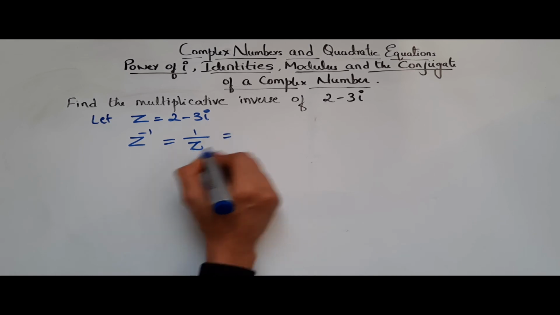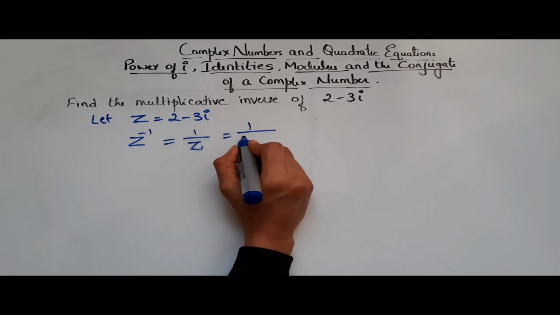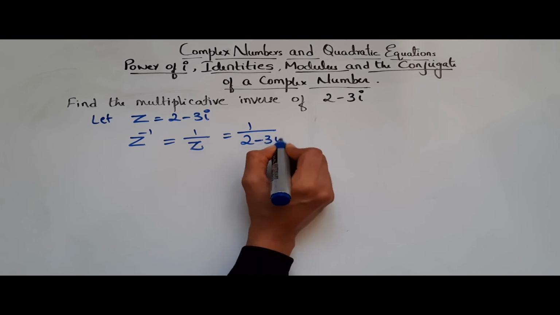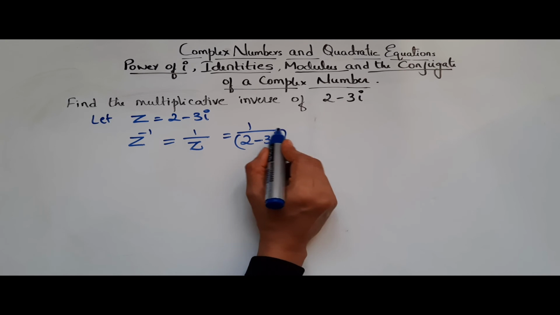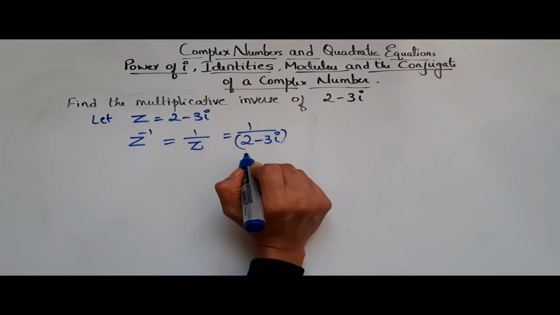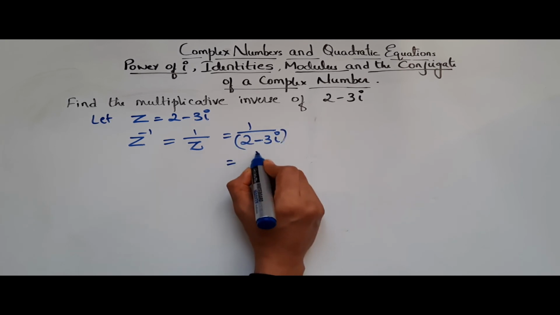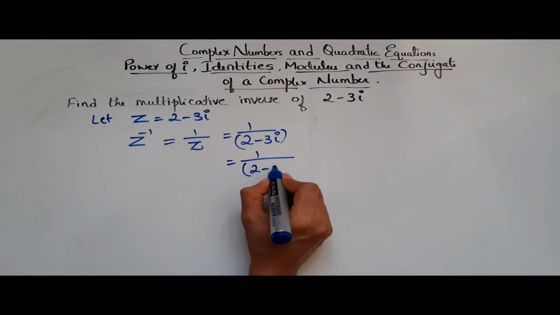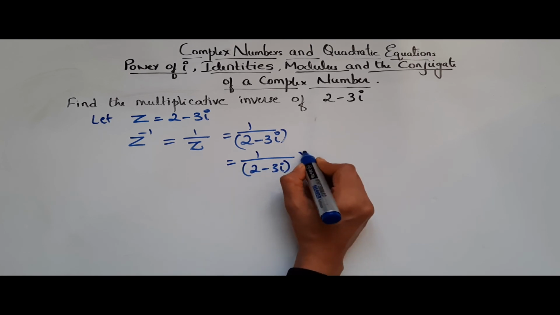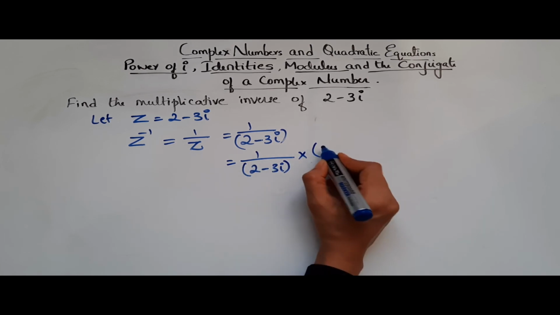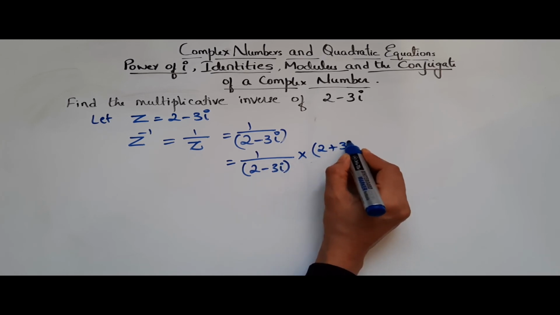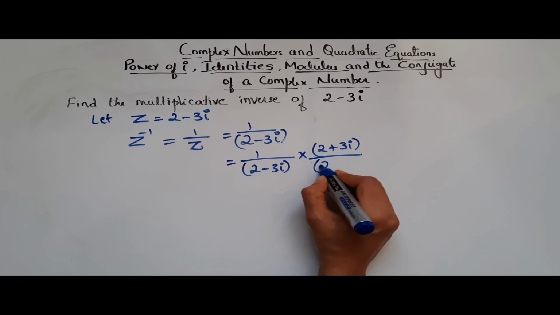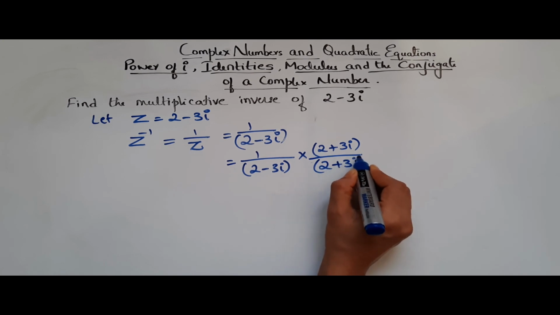So here z is 2 minus 3i, right? So 2 minus 3i. Now you have to multiply and divide by the conjugate of this z. So you have to proceed with 2 minus 3i by multiplying and dividing by the conjugate of this z. The conjugate of this is 2 plus 3i. So when you multiply you have to divide as well. So 2 plus 3i, right?